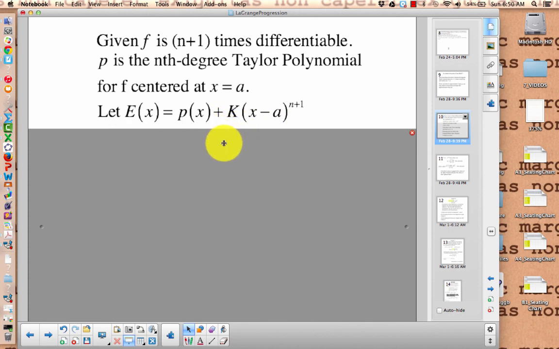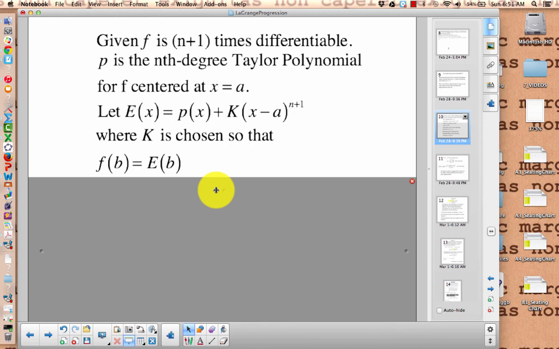Now we're going to choose the constant k so that f of b is equal to e of b. So in other words, this e function will match the f function at this point b. We'll solve for k in a second, but the point is that knowing you have a and b where the functions have the same y values, we can start the process for the extended mean value theorem. We needed two endpoints where the values of the functions were the same.